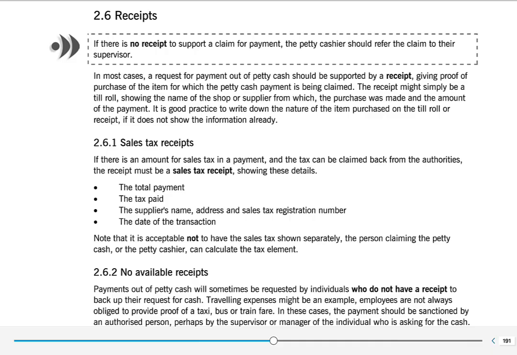3. The items purchased. This shows what the money was spent on. 4. The amount paid, and any other costs. This shows the total cost. If any of these details are unclear, the petty cashier should ask questions before paying.